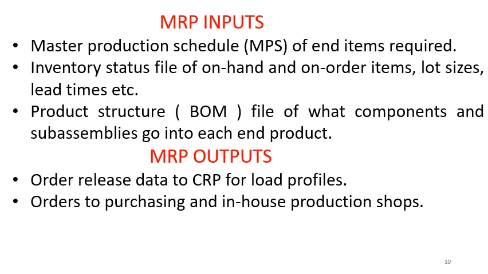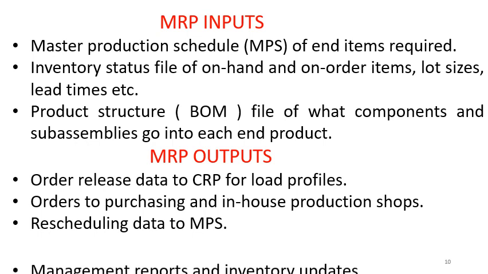Now again, orders for purchasing, orders to purchasing and in-house production shops, to outside vendors as well as in-house production shops, as the case may be. Rescheduling data to MPS. Again, in any case, if there are some discrepancies or some control measures to be taken, some improvements to be done, the rescheduling data can be sent back to MPS, and a new refined input will come into MRP, and the same will be generated as an output.